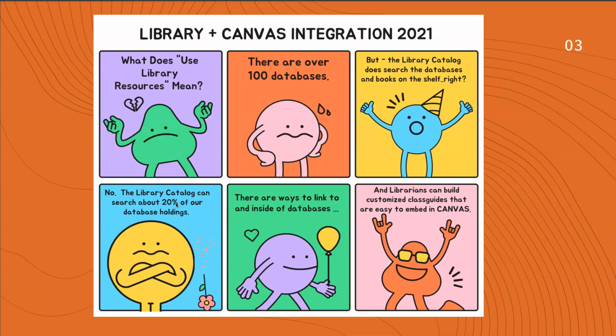But did you know there are ways to link to and inside the databases, to some of the library resources individually, that you actually want your students to use and enjoy? You know, stop those clicks. The more students click through and out from Canvas, we start to lose them a little bit. So let's keep them together and make sure they're using what they need to use. And guess what? Librarians can build customized class guides that are easy to embed in Canvas. And that's going to be part 2 of this presentation, provided by Matthias.